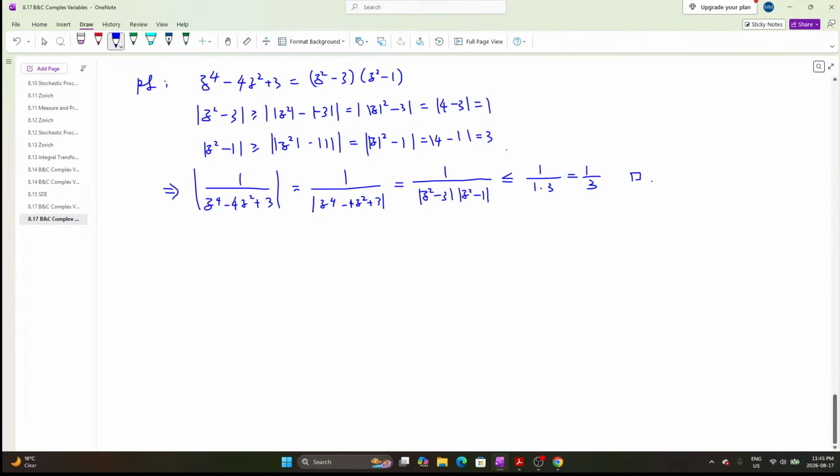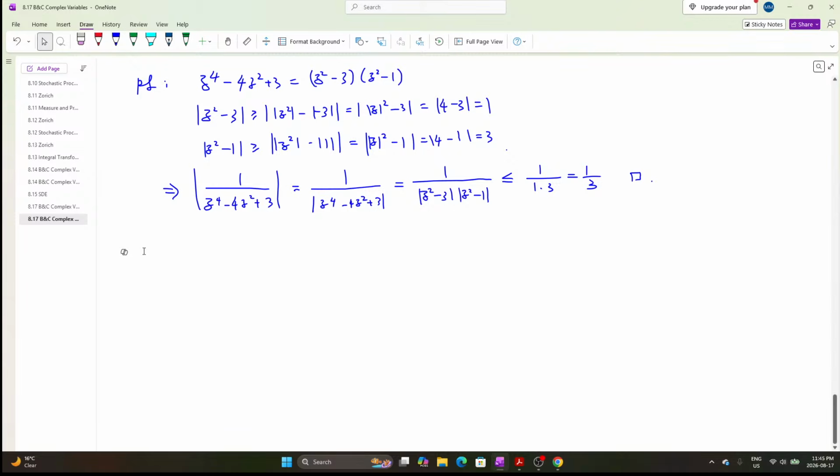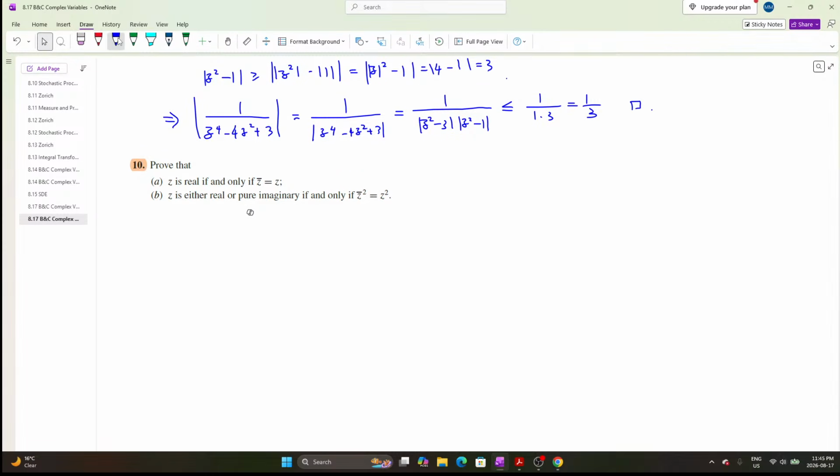Actually, you know what, guys? To speed things up a little bit, I'm just going to do screenshots over the questions. This way I don't need to copy the question. Okay. So yeah, this is question 10. I want to prove that z is real if and only if z bar equals z. Okay, prove.